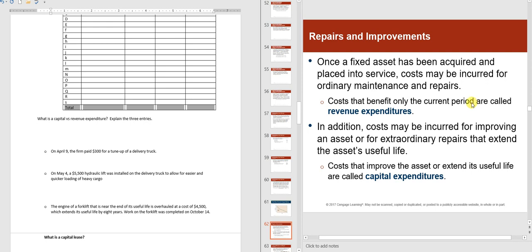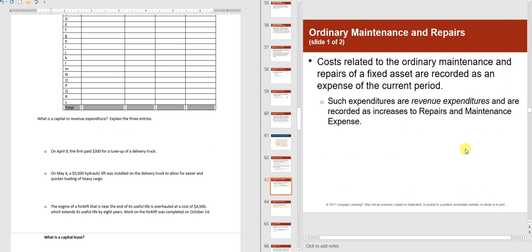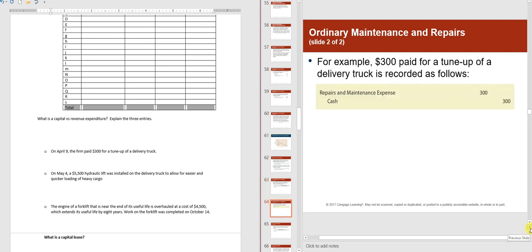But for the most part, you spend some money fixing an asset. Is it just a repair, or is it big enough that you have a different asset? So your three entries are, the first one is repair expense. So you'll debit repair expense and credit cash. So there's an example. The 300 for the tune-up, and you can see this there.